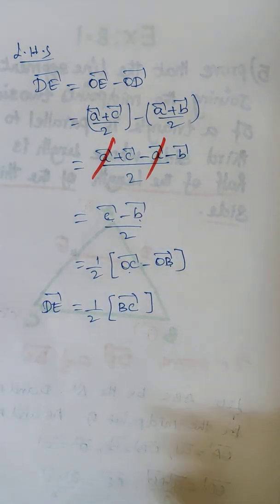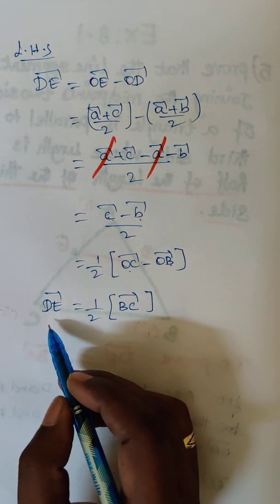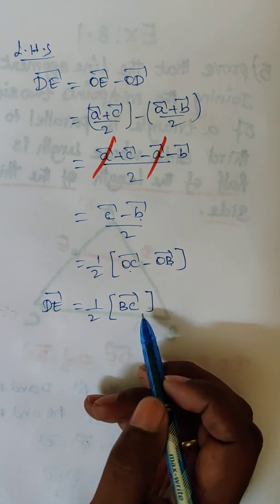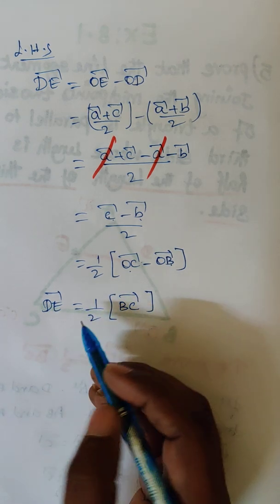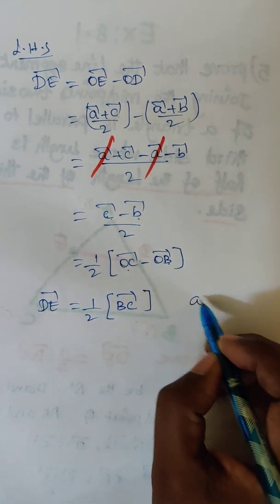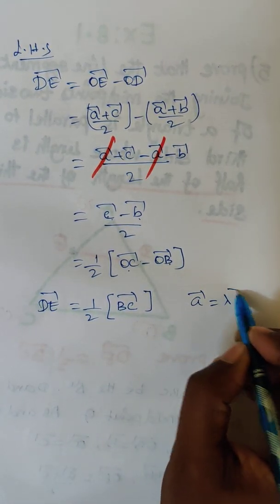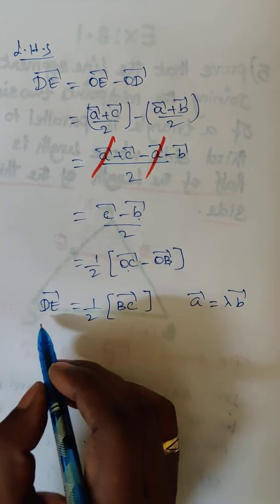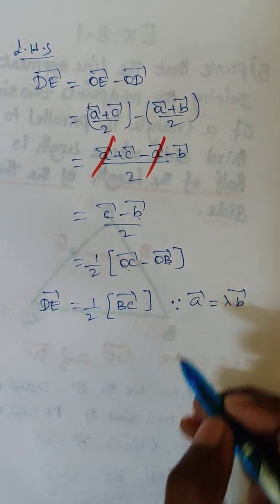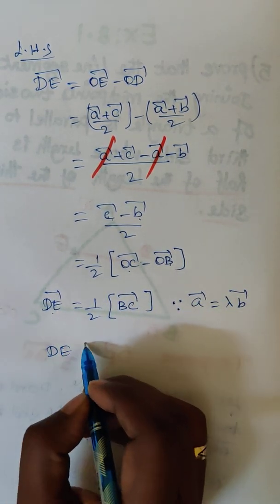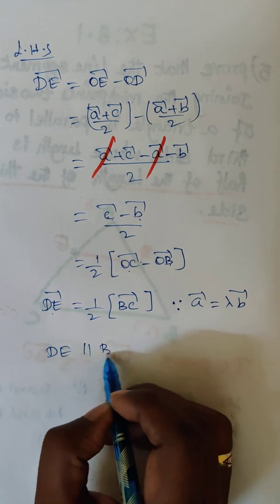The parallel condition you already know: any vector is equal to some scalar times another vector, that is called parallel. So here the parallel condition is A vector is equal to some scalar times B vector. This is called A is parallel to B vector. So here DE vector is parallel to BC.